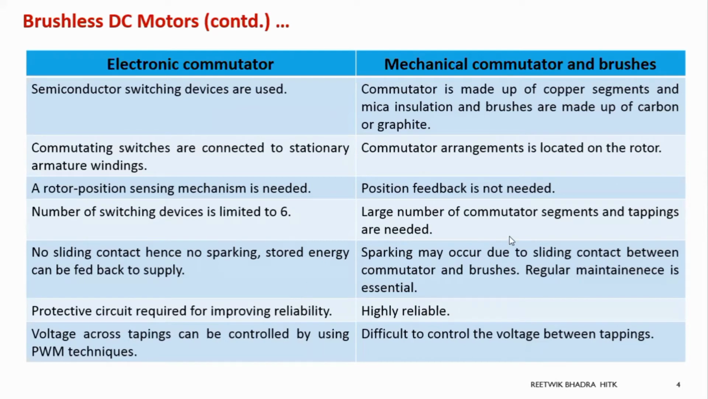And if you want to tap the voltage between the commutator segments, it's very difficult. But if you want to tap the voltages over here and study what the phase voltages and line voltages are, we can easily do it. We had already seen in the inverter topic, we can use the PWM technique, vary the voltage, and see what the effect is on the output voltage. All these things can be done, but over here we can't do it. So those are the main differences between electronic commutator and mechanical commutator.